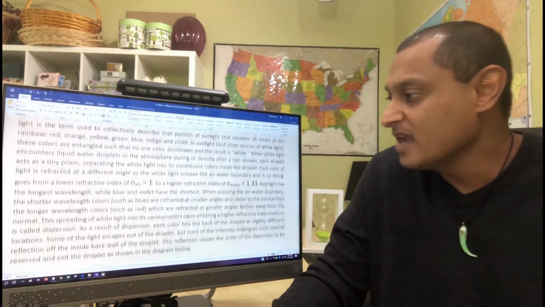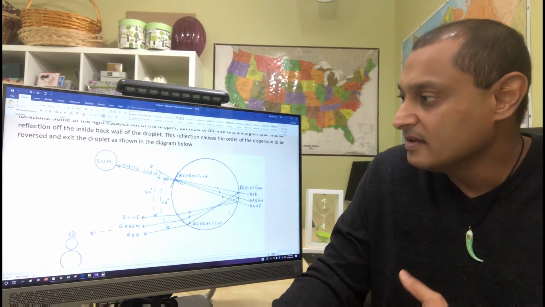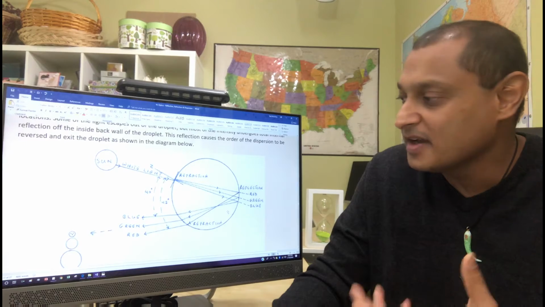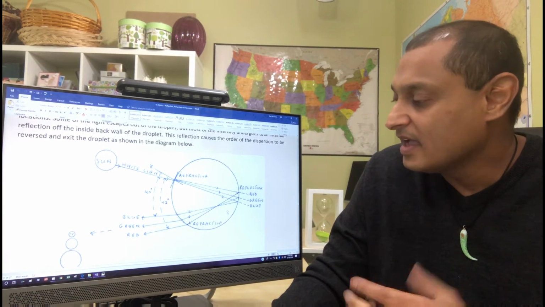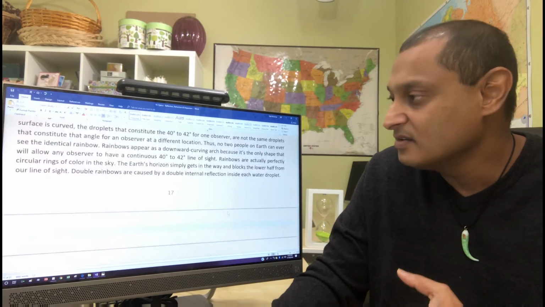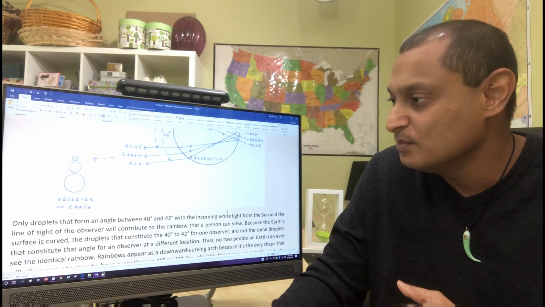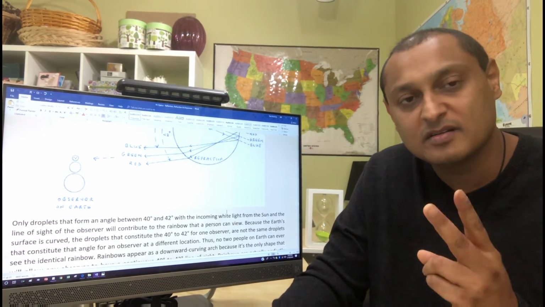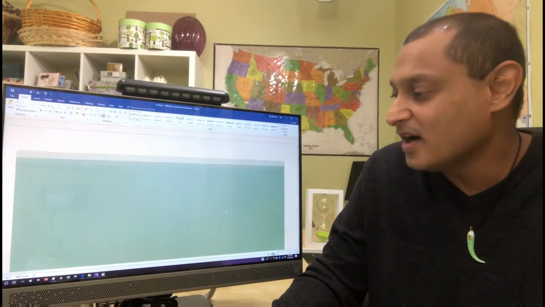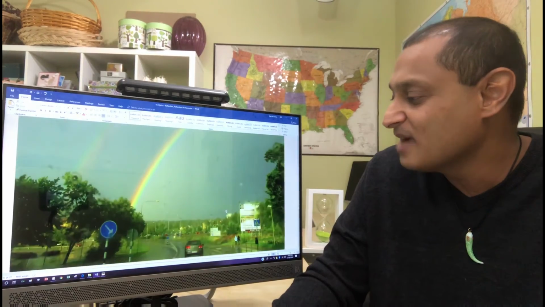There's rainbows, how they're formed. Rainbow is actually a very complicated thing. It's quite complex, but I've explained in great detail how significant rainbows are, and I think the reader will be amused by the fact that no two people on Earth can see the same rainbow. A rainbow is unique to the observer. Why is that? Well, you'll find out in the chapter.